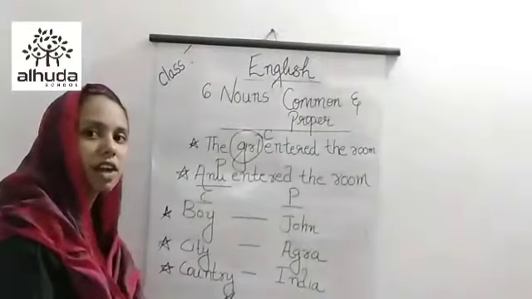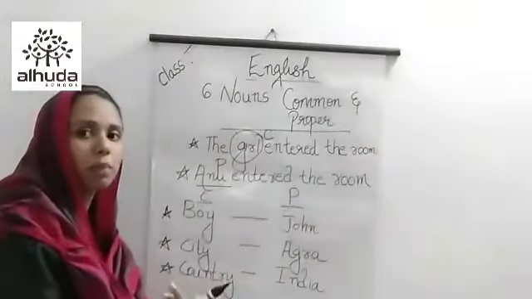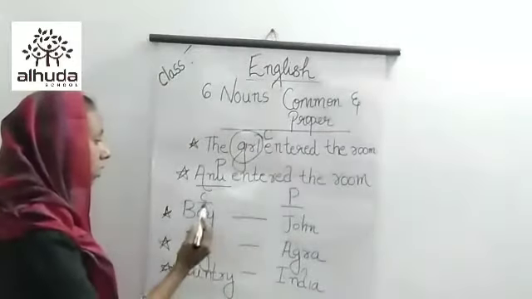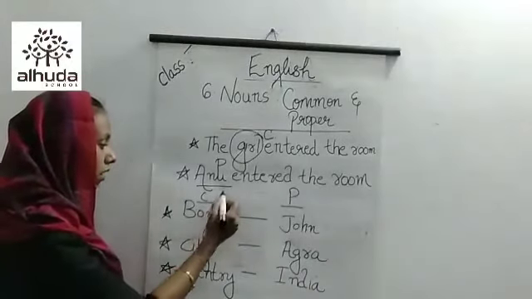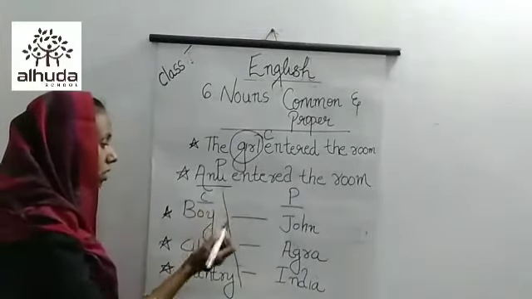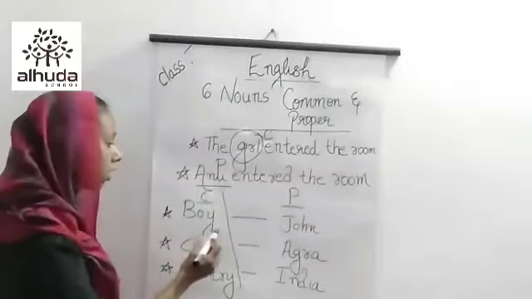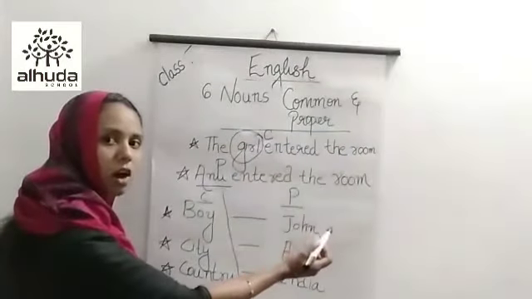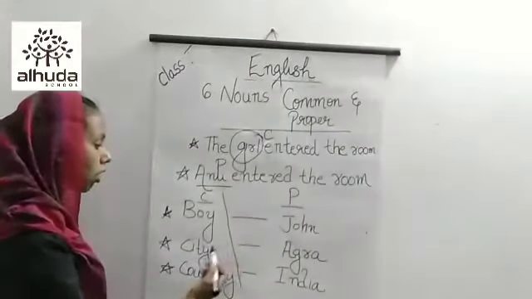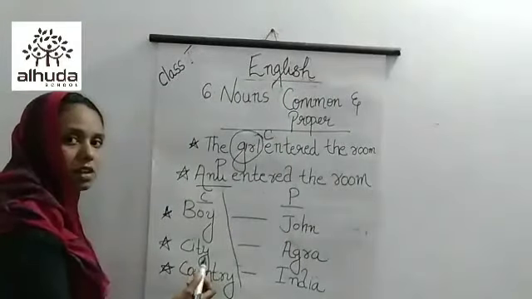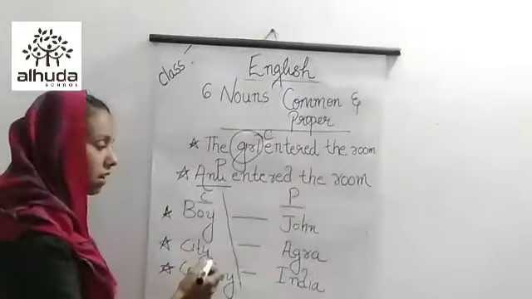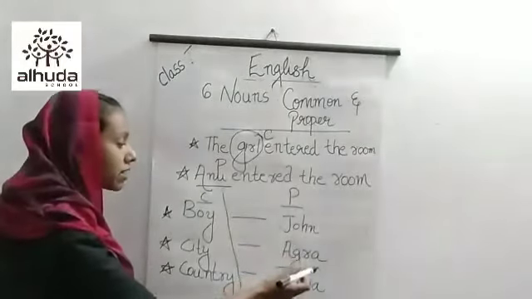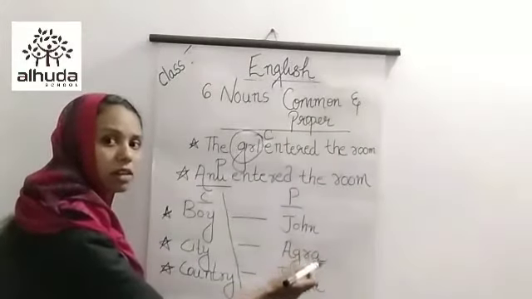Let us try to understand what are common nouns and what are proper nouns very easily. We can go through these examples. Under the category of common nouns, I wrote boy first. Boy is the common name while John is the proper noun here. City is the common name of a place. And what about Agra, children? Agra is a particular place, so we can say that Agra is a proper noun.